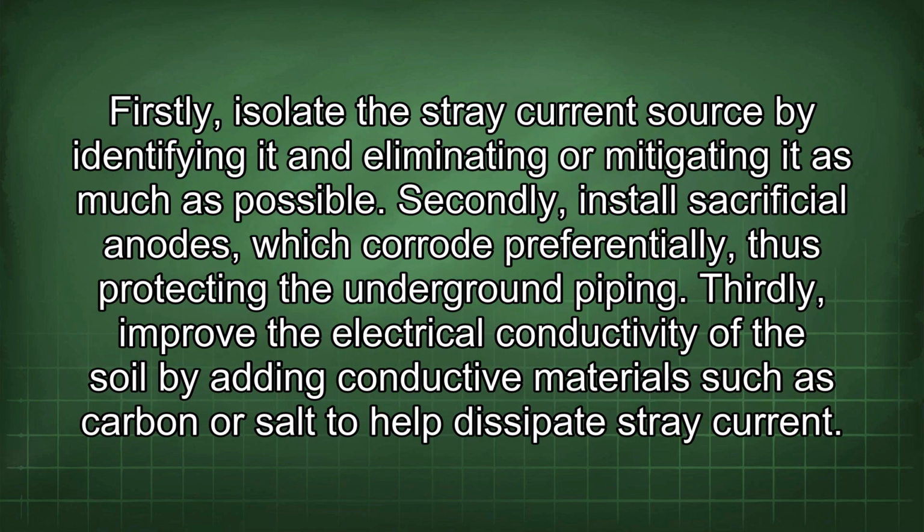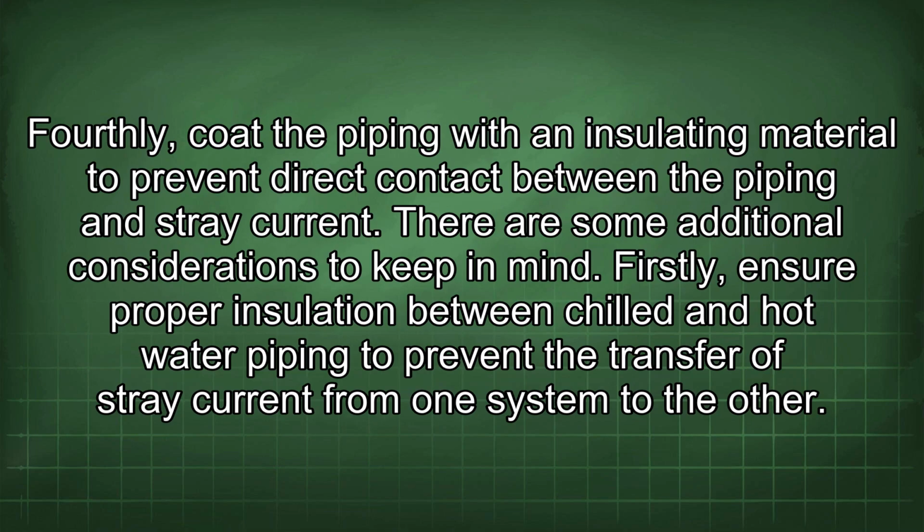Firstly, isolate the stray current source by identifying it and eliminating or mitigating it as much as possible. Secondly, install sacrificial anodes, which corrode preferentially, thus protecting the underground piping. Thirdly, improve the electrical conductivity of the soil by adding conductive materials such as carbon or salt to help dissipate stray current. Fourthly, coat the piping with an insulating material to prevent direct contact between the piping and stray current.